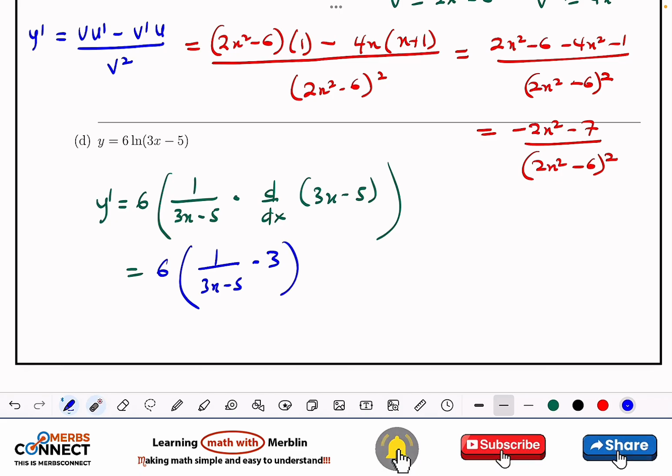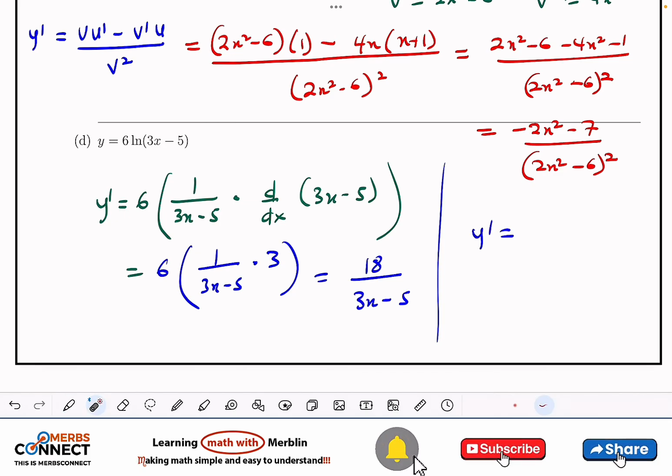3, of course. So I'll have 6 times 3, and then this is going to give us 18 divided by 3x minus 5, right? So if you don't want to go through this, somebody can just watch it and say that, okay, y prime is equal to, okay, so I differentiate what is inside and I'm getting 3. So 3 times 6 is going to give me 18 divided by what is inside the parenthesis. It's also the same thing.